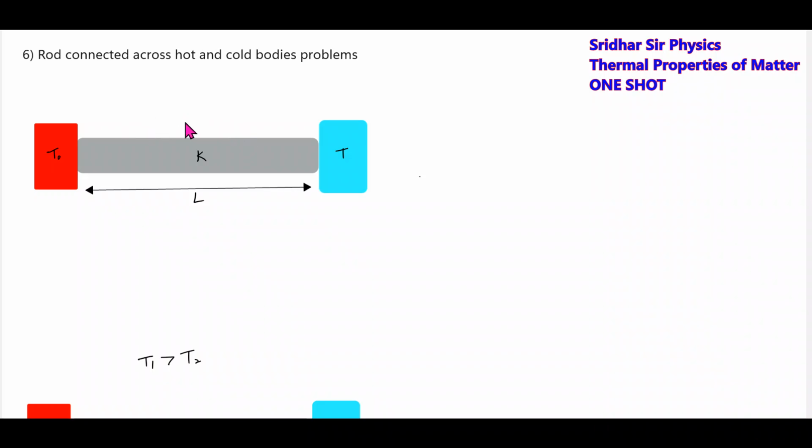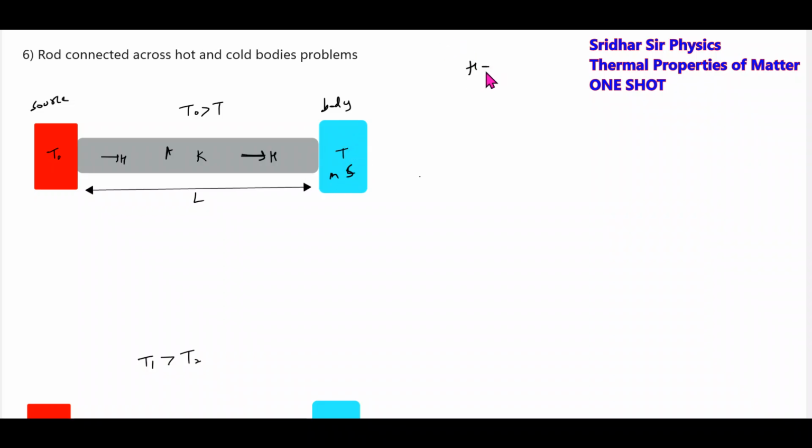Now this thermal conducting rod is connected across hot and cold body. This is the source, you can see. This is the body. It will absorb, it will receive the heat. The heat will flow from the hot body to the cold body. Let T0 be greater than T. This is a source which will supply heat. The heat will flow from the source to the body. That one body is having temperature T, mass m, and specific heat S.